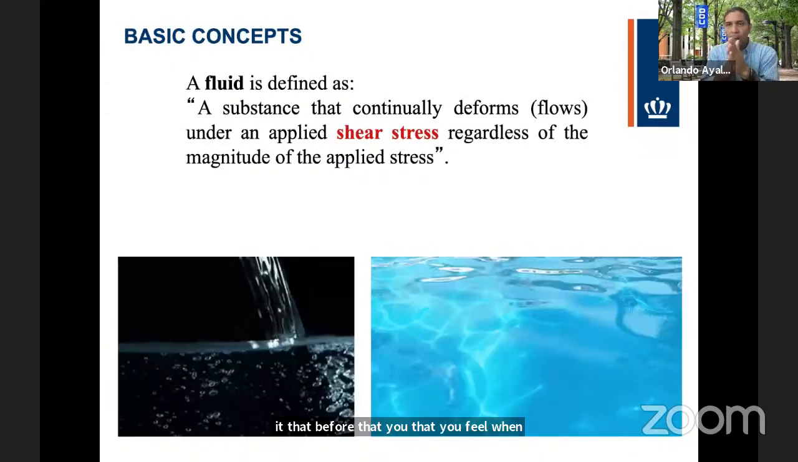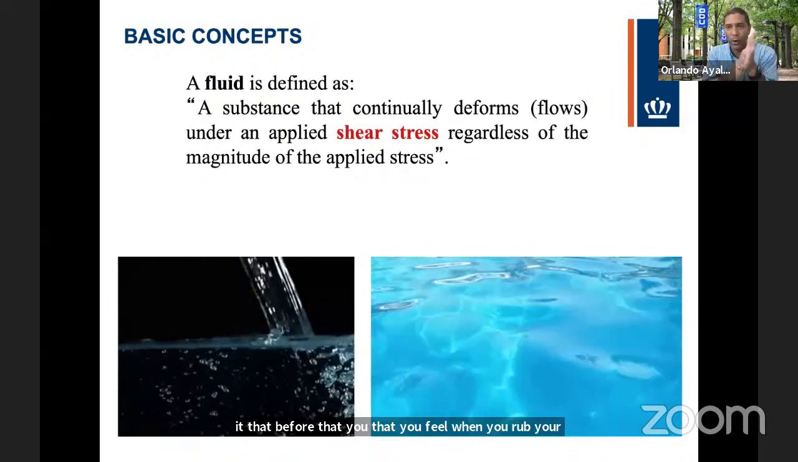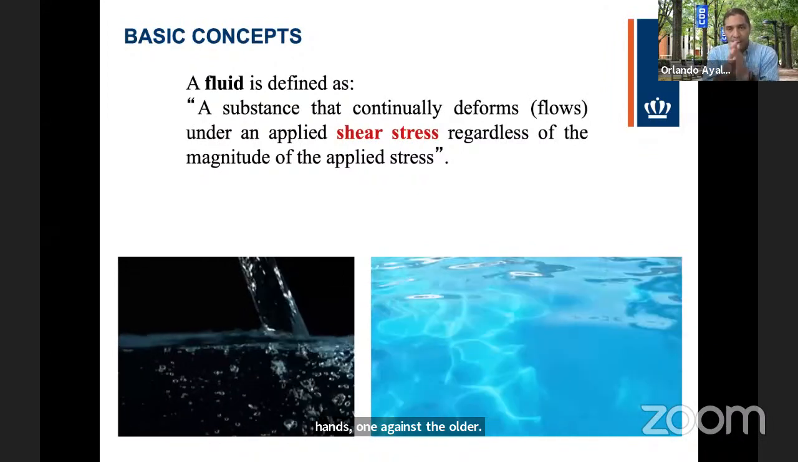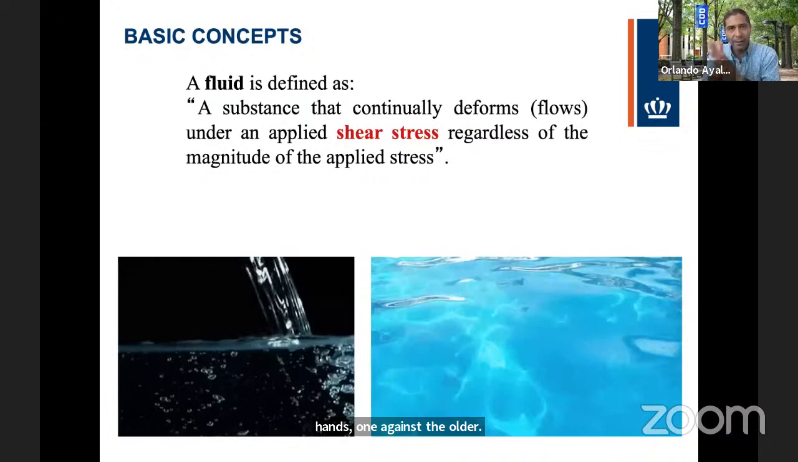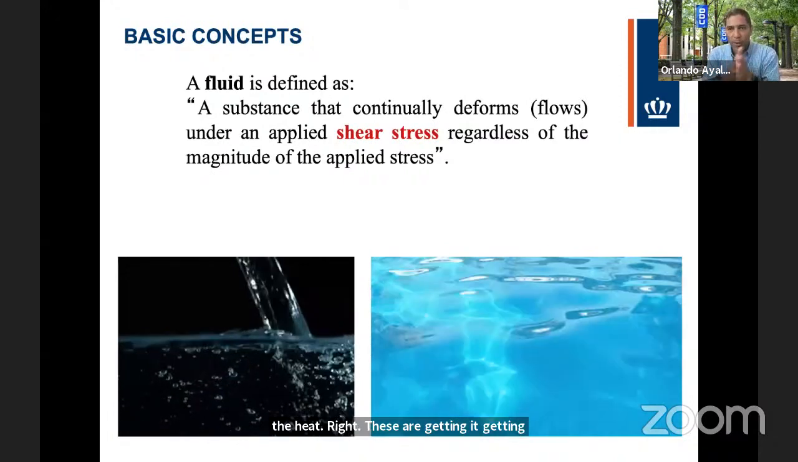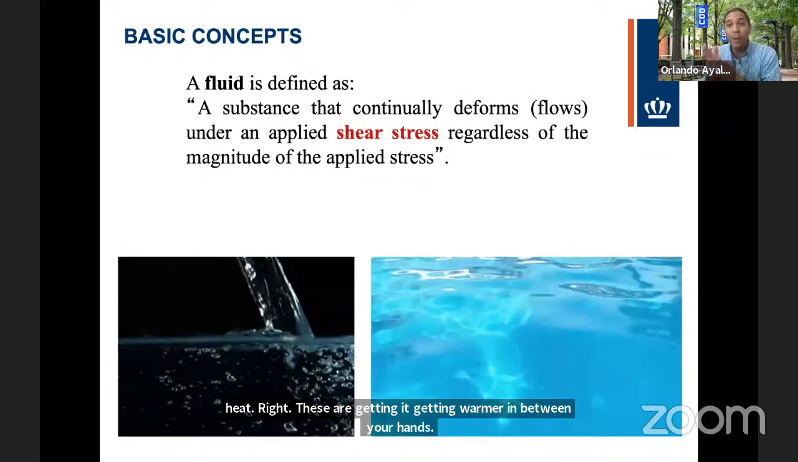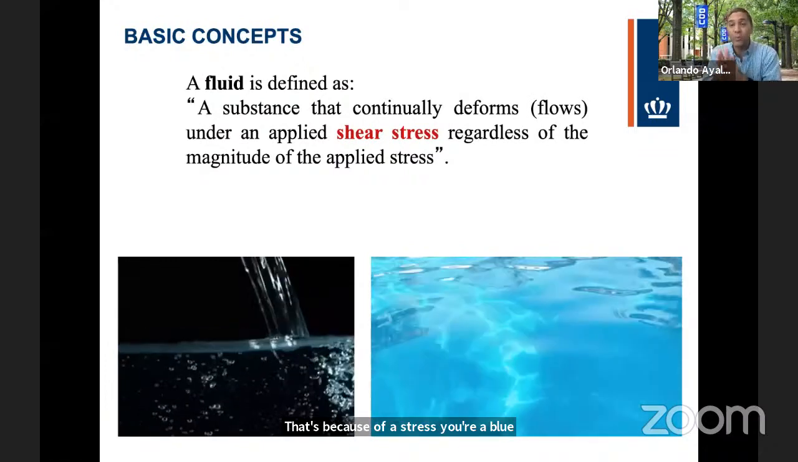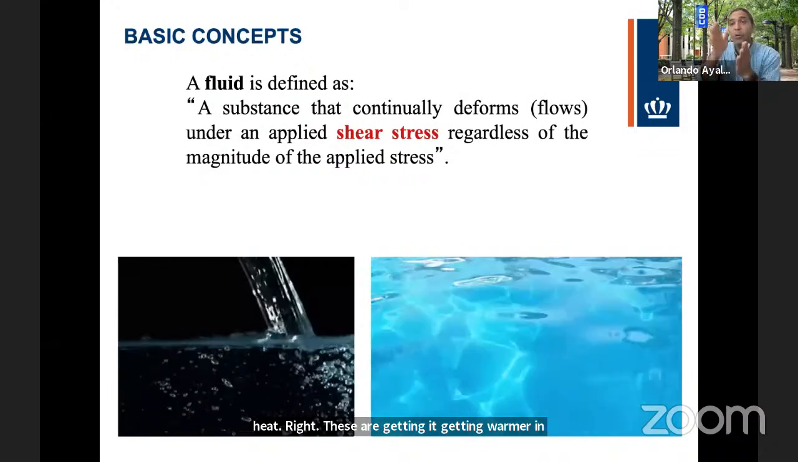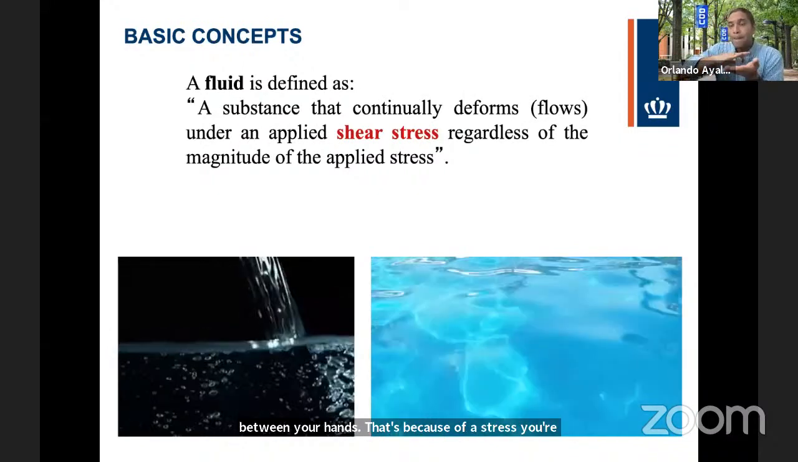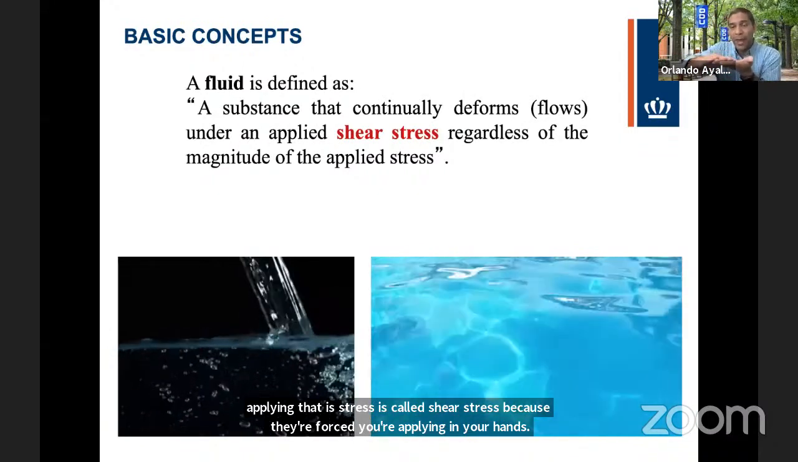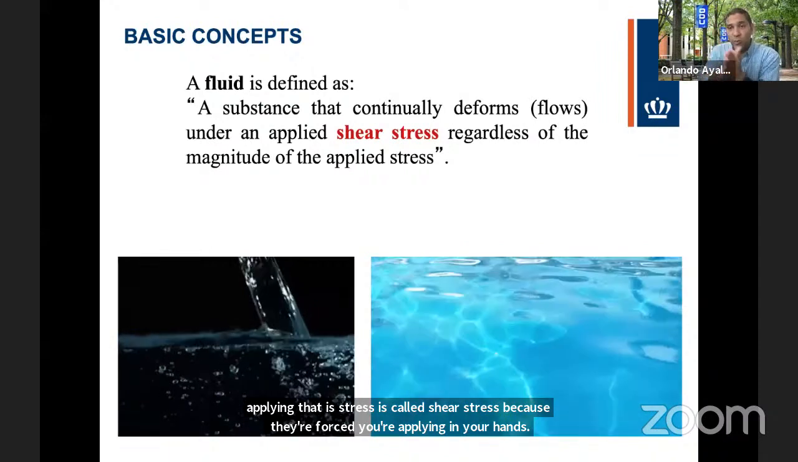feel when you rub your hands one against the other. When you start rubbing your hands, you start feeling the heat, right? Things are getting warmer in between your hands. That's because of a stress you're applying. That stress is called shear stress, because the force you're applying in your hands is parallel to the area of your hand. So that's what we call shear stress.